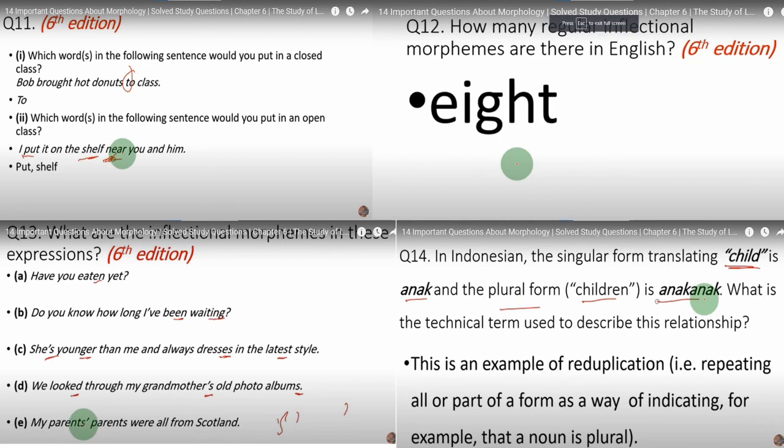Part C, she is younger than me and always dresses in the latest style. So in this sentence, apostrophe s, er, es, est. Part D, we looked through my grandmother's old photo albums. So in this sentence, ed, apostrophe s and s are the inflectional morphemes. And part E, my parents were all from Scotland. So in this sentence, the apostrophe s is the inflectional morpheme.